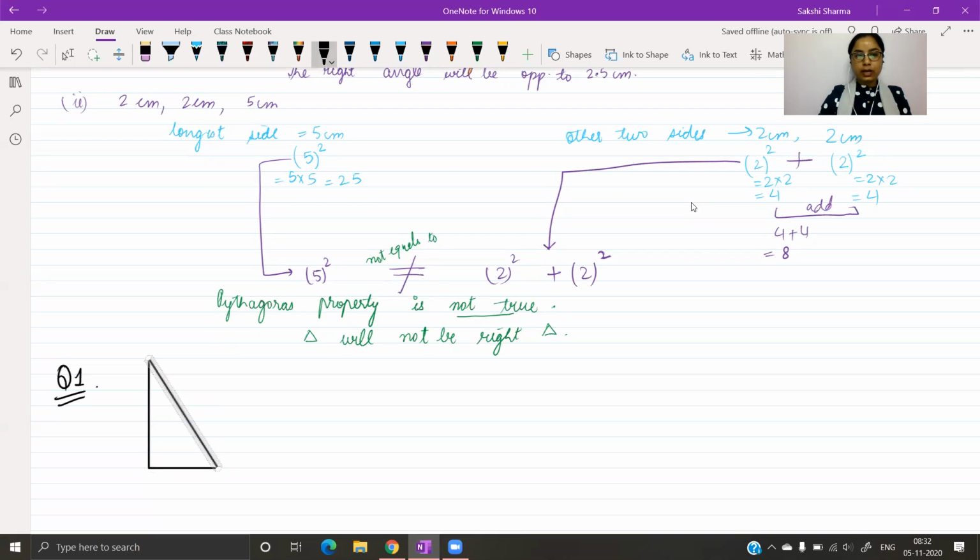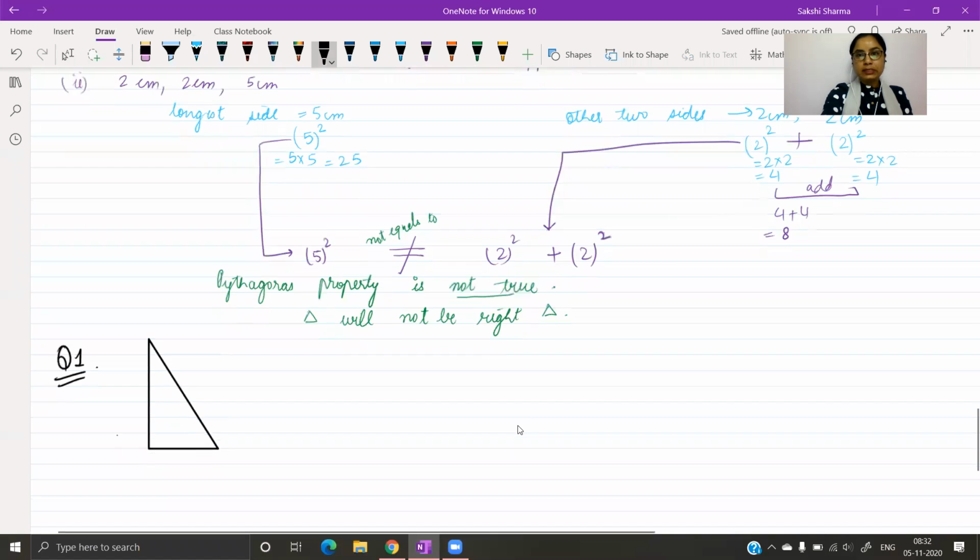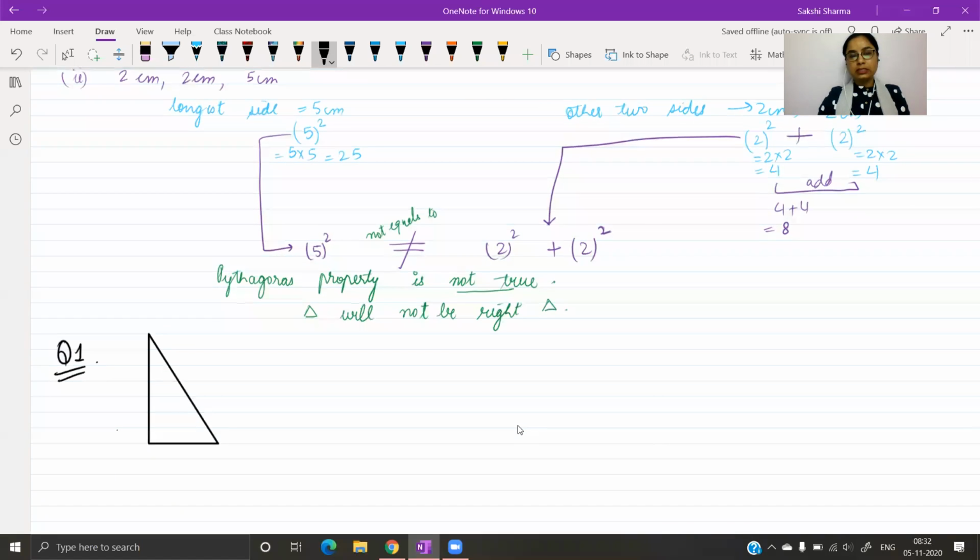So I've drawn a right triangle here. How do I know this triangle is a right triangle? Those students who are writing down, please pay attention here. This is important. When you draw a triangle and you have to show that it's a right triangle, mark an angle as 90 degrees. So this sign indicates that this angle is 90 degrees.